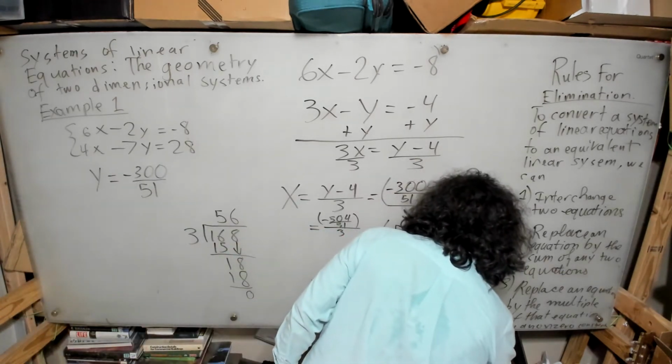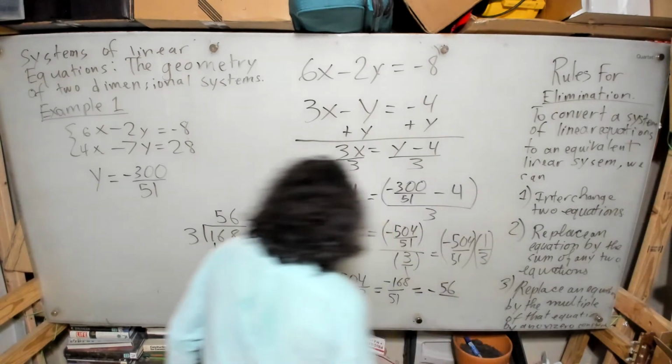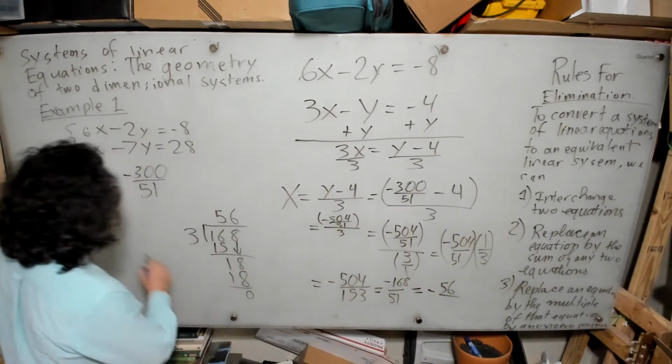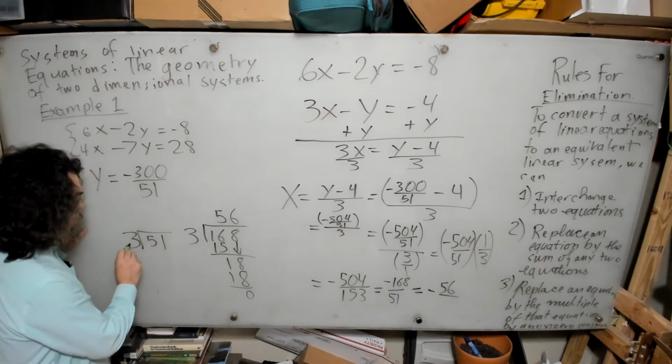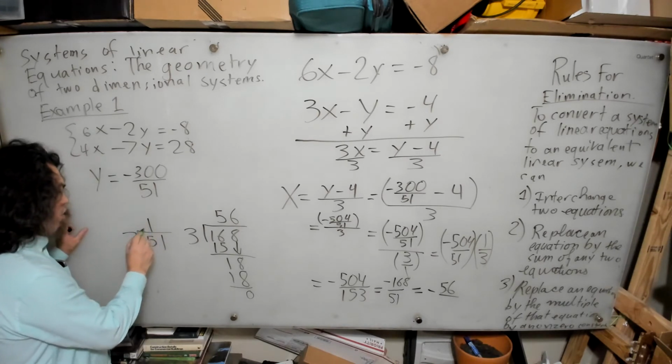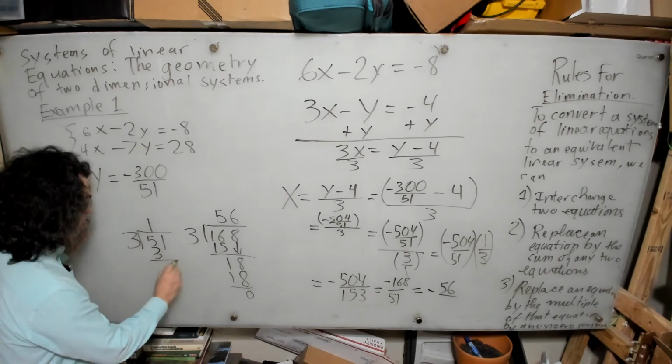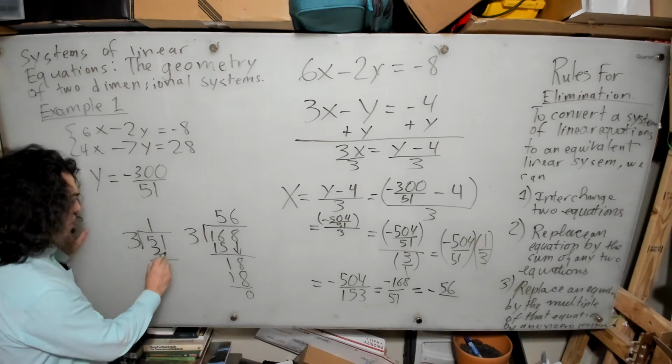So negative 56 over, and then we ask, how many times does 3 go into 51? Well, 3 goes into 5 once. 1 times 3 is 3. 5 minus 3 is 2. I bring down my 1.